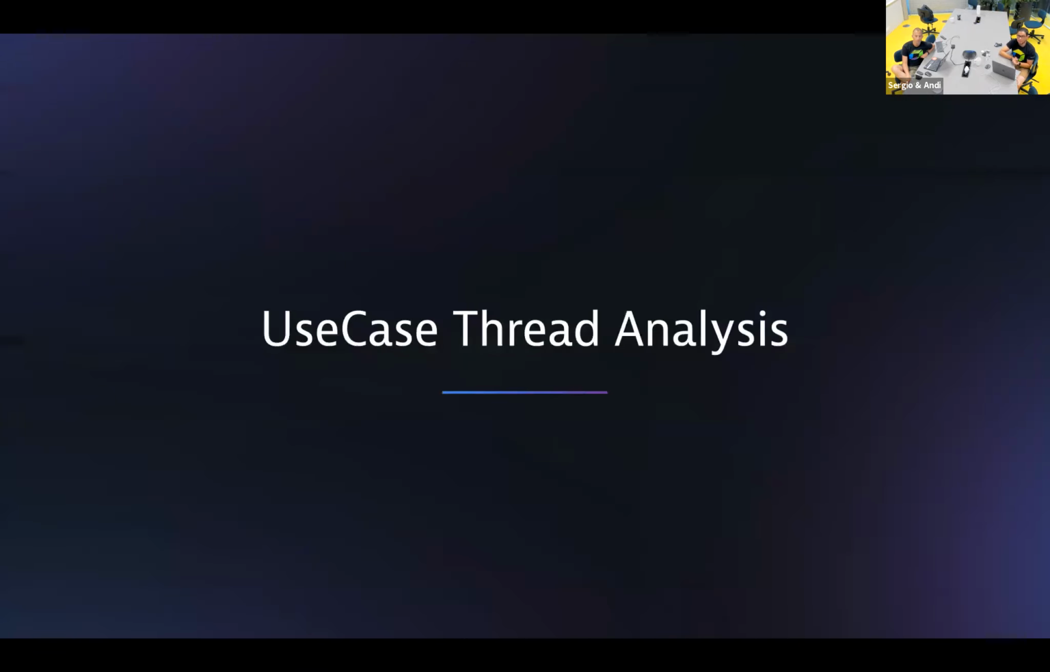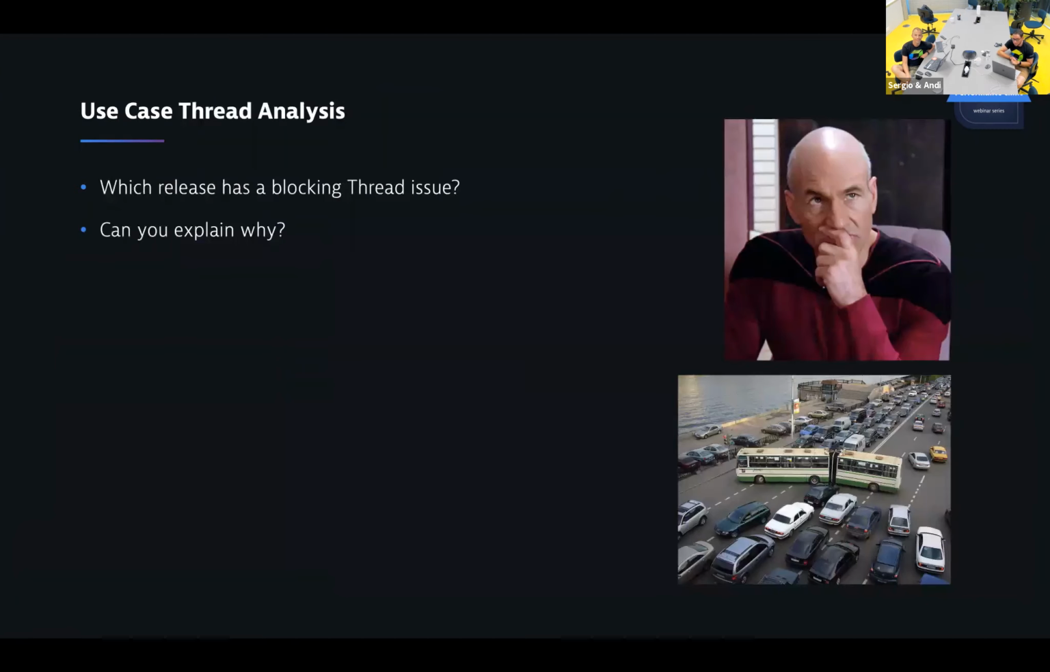Okay, and now let's analyze threads. The use case is a thread analysis. We want to find the release that has a blocking thread issue. This question especially came up in episode 3, and I said, hey, wait, because we have exactly this use case for episode 4. Thread issues are very, very tough to find if you don't have Dynatrace. So let's find blocking thread issues.